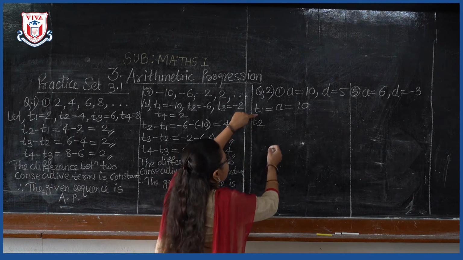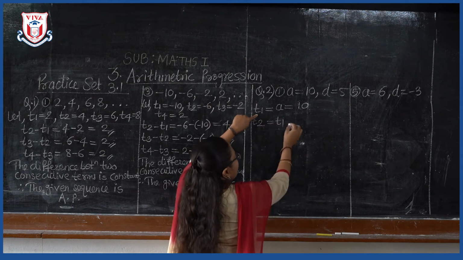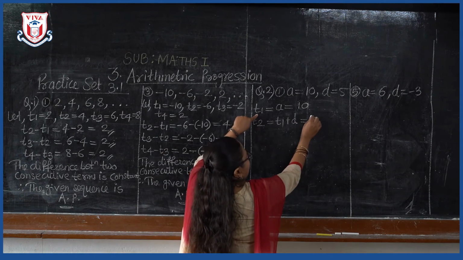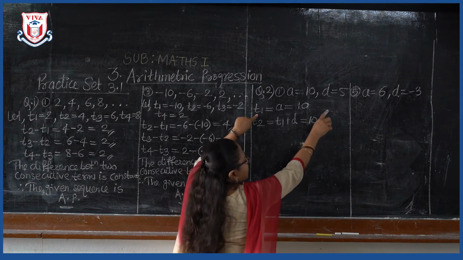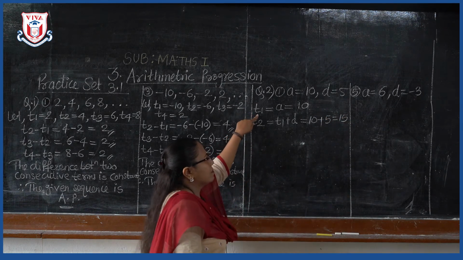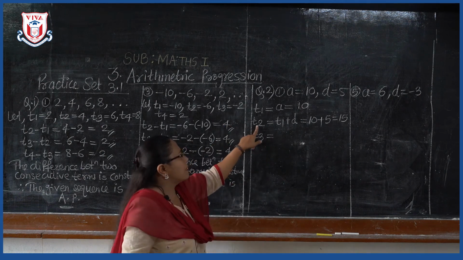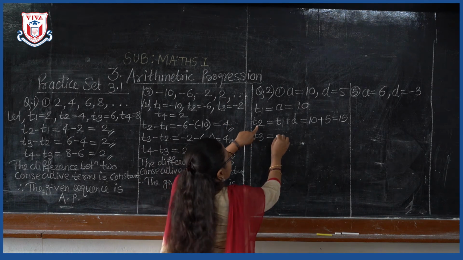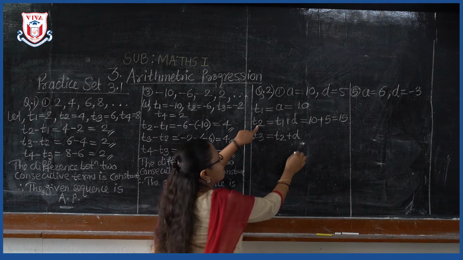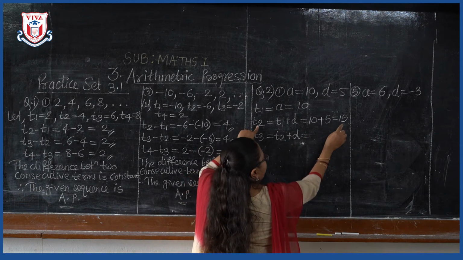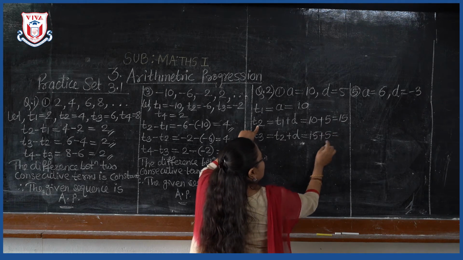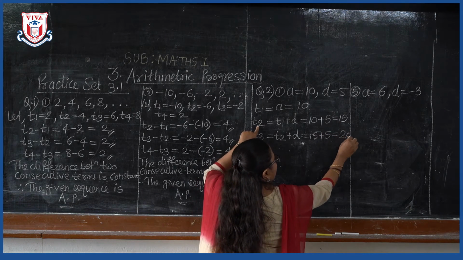Previous term is T1. In that we have to add common difference D. So T1 we got 10 plus common difference is 5. So 10 plus 5 we will get 15. Next term T3. Previous term is T2. In this we have to add common difference D. So this T2 we got 15 plus common difference is 5. So 15 plus 5, 20.